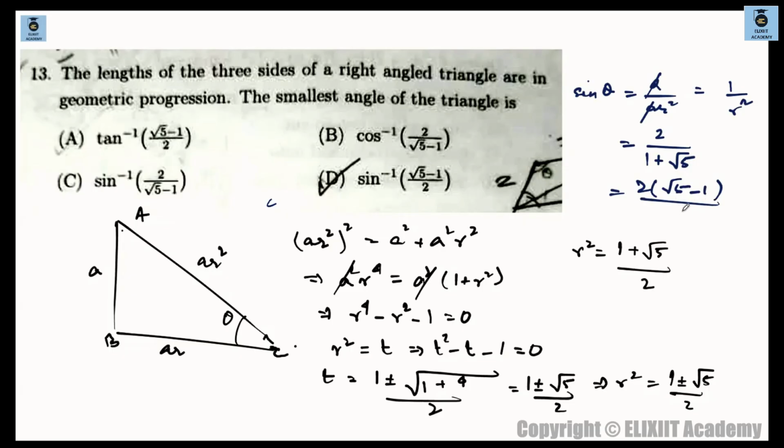So 5 minus 1, which is 4 over here. So final answer, we are getting theta. Theta will be sine inverse of root 5 minus 1 divided by 2. So option D must be correct.